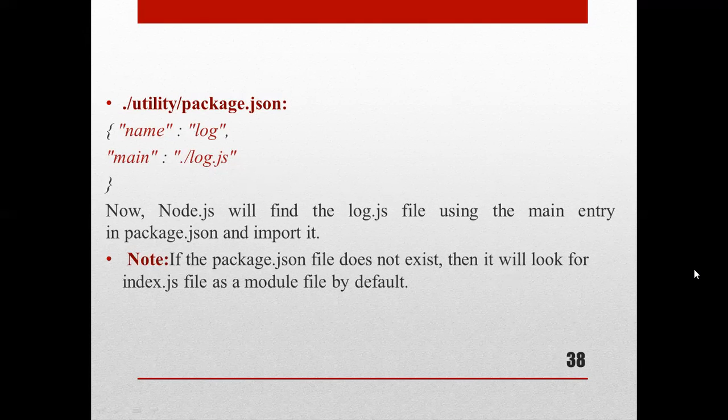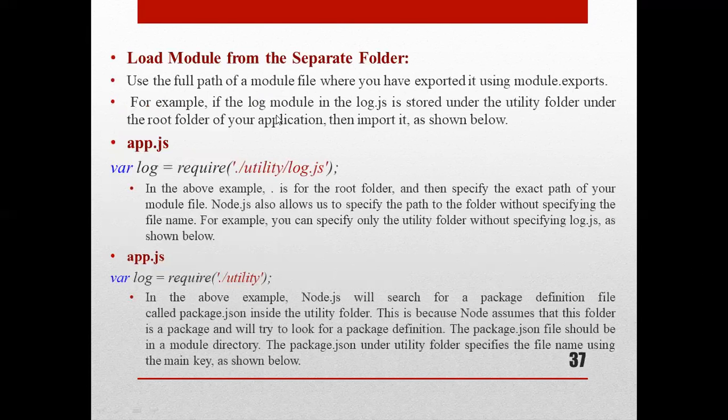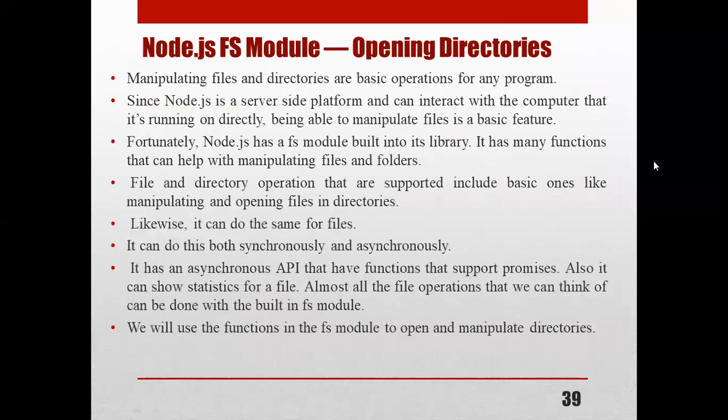So here we have seen how to load a module from a separate folder, by directly specifying the path of that folder. Then the next part, and the last topic from this chapter number 3, is opening directories and operations regarding Node.js directories, that is the Node.js FS module, the file system module. In that we are going to see opening directories, closing directories, and some read and write operations on a directory.